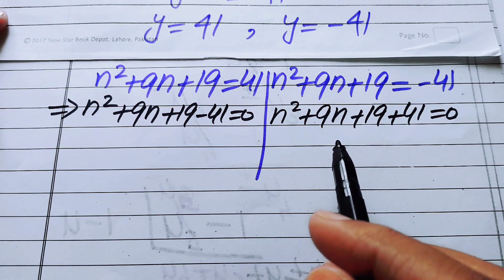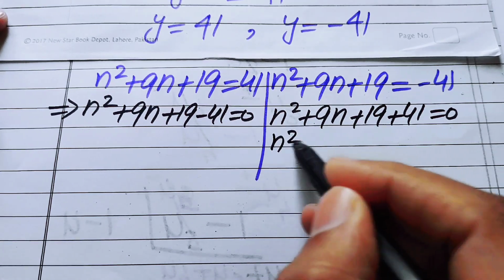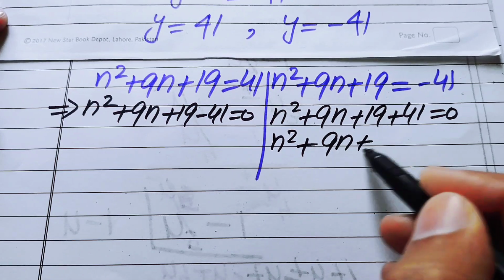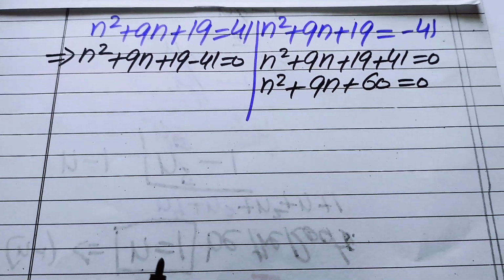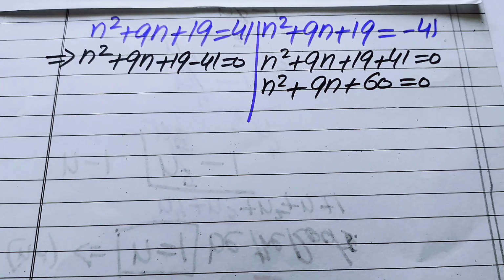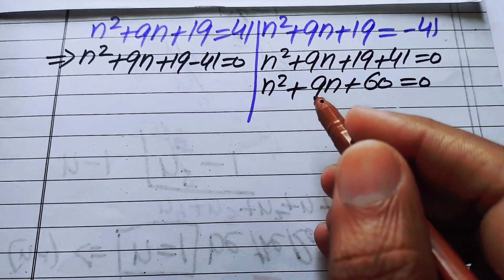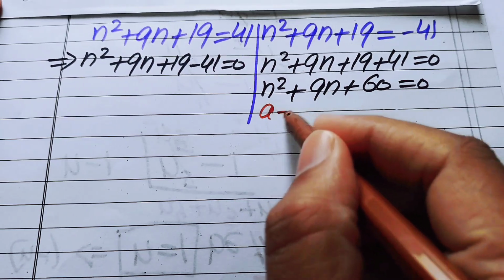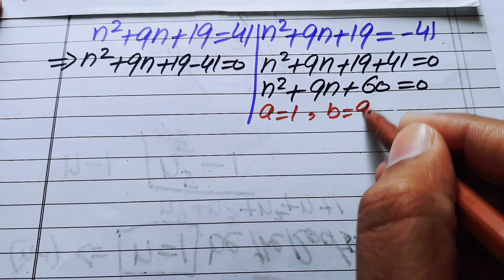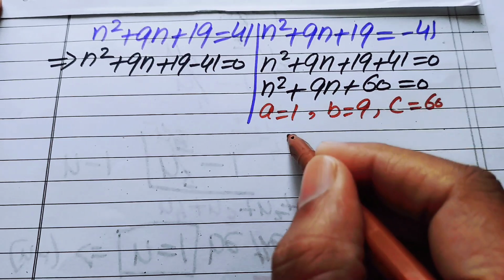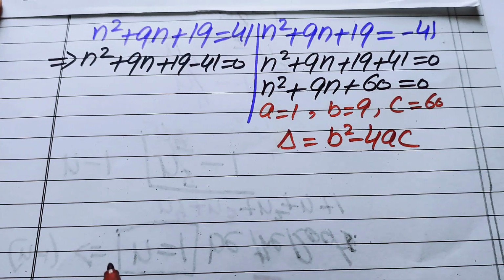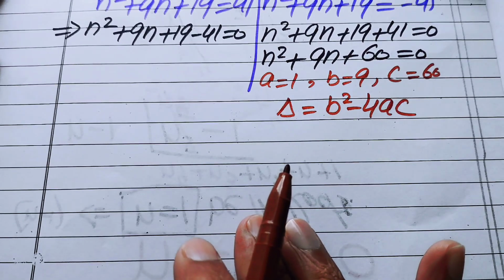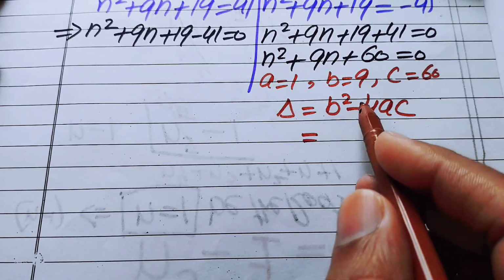So now first I will discuss this case, and in this case you have n squared plus 9n plus 60 equals 0. Here you remember one thing, that we will solve this problem for the real roots only. So first I will check whether this equation has real roots or not by using the discriminant formula. Here we have a equals 1, b equals 9 and c equals 60, and our discriminant formula is b squared minus 4ac. So now you put the values of a, b and c here, and you check its behavior.